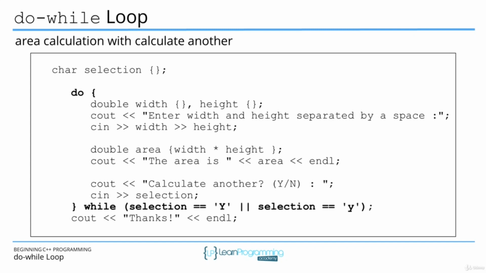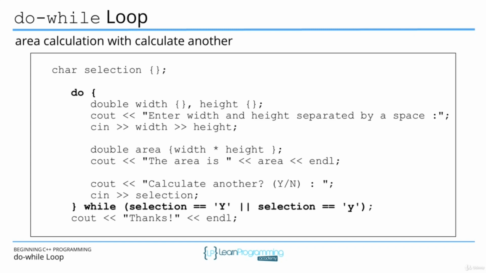Now we ask the user if they want to calculate another, and we read their response into the selection variable. Then we test this variable in the loop condition. If they entered a lowercase or an uppercase y, we perform another iteration of the loop and calculate another area. If they enter anything else, the loop terminates and we display thanks. The choice between a while loop and a do while loop isn't always crystal clear.